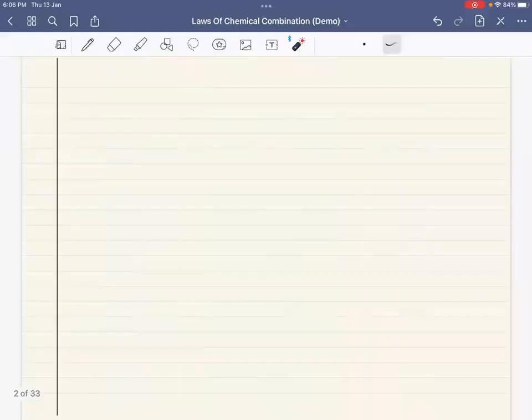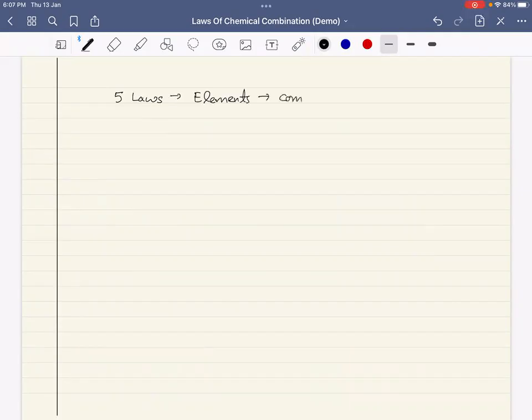There are five laws of chemical combination. These five laws tell us how elements combine to form a compound. One by one, we are going to see all the five laws.